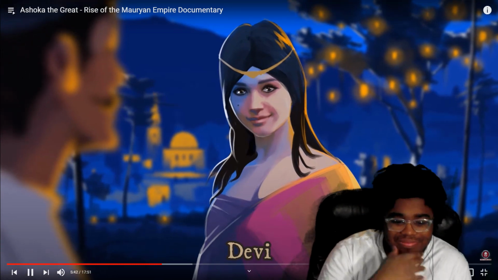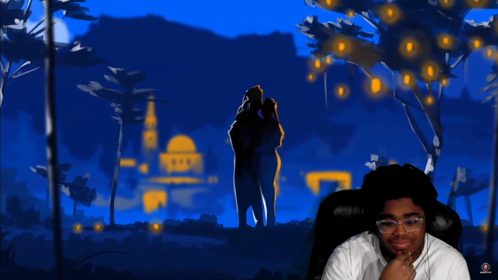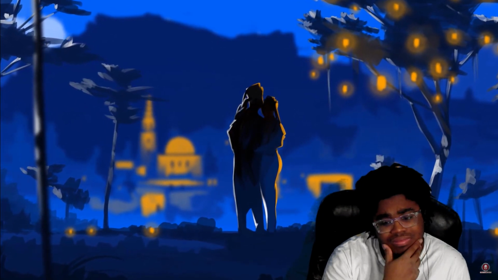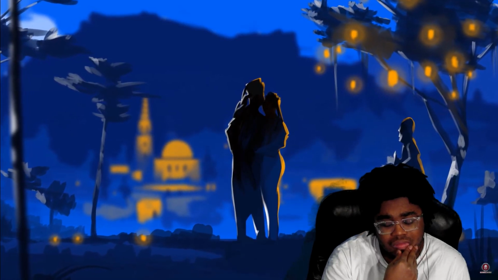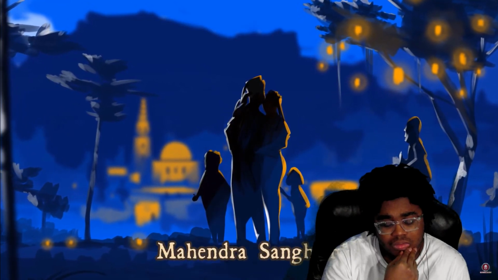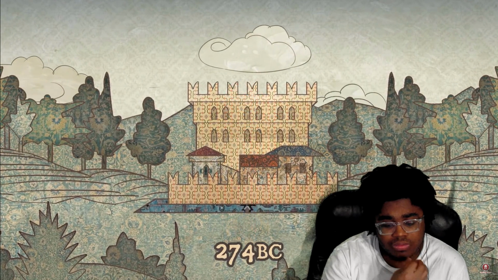Interestingly, she was a member of the Sakya clan, the clan of Siddhartha Gautama, the Buddha himself. It is widely thought that she was a Buddhist upon bearing Ashoka his 2 children, their son Mahendra and their daughter Sanghamitra. This relatively peaceful life would come to an end when in 274 BC, Emperor Bindusara passed away.